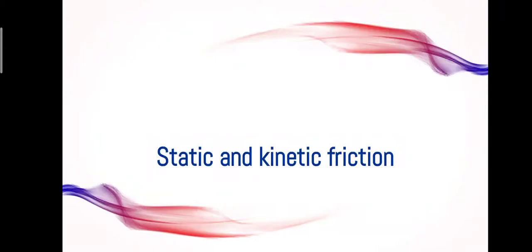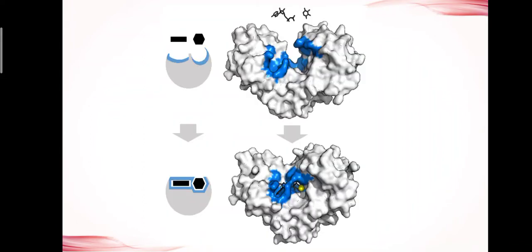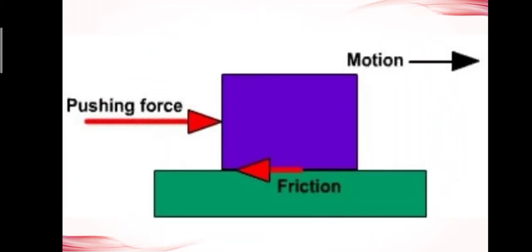In these slides, we're going to discuss static and kinetic friction. What is friction? Friction is a force that acts opposed to the relative motion of two surfaces. High for dry, rough surfaces, low for smooth and wet surfaces. And here is an example of a free body diagram wherein pushing force, friction, and motion are composed.